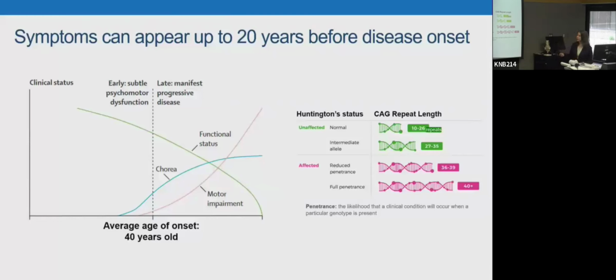One other thing to mention here is that this is a progressive disease. After the onset, the symptoms will worsen until death, and people usually will die from the disease 10 to 15 years after the diagnosis.